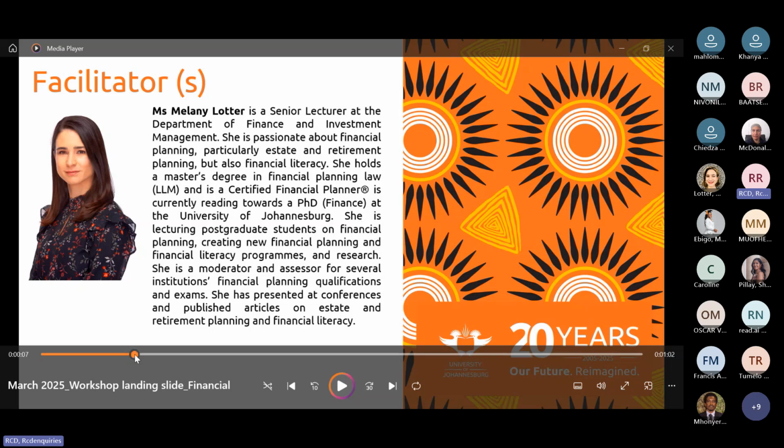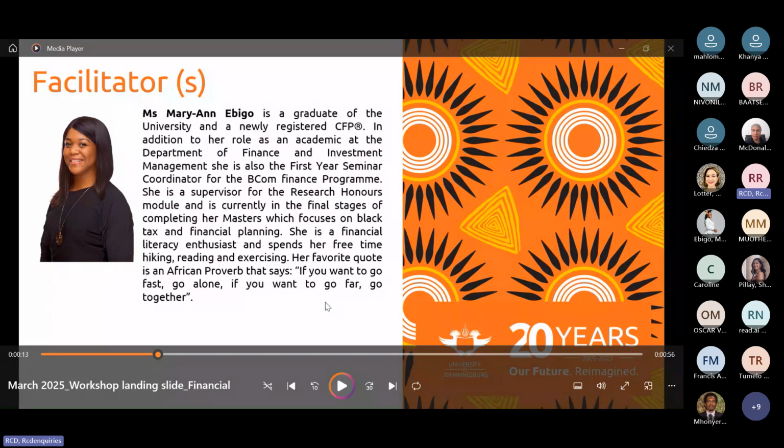And we also have our other facilitator, Ms. Mary Ann, a graduate of the university and newly registered CFP. In addition to her role as an academic at the Department of Finance and Investment Management, she is also the first-year seminar coordinator for the BCom Finance program. She is a supervisor for the Research Honors module, and she's currently in the final stages of completing her master's, which focuses on Black tax and financial planning. She is a financial literacy enthusiast and spends her free time hiking, reading, and exercising. Her favorite quote is an African proverb that says, "If you want to go fast, go alone. If you want to go far, go together."